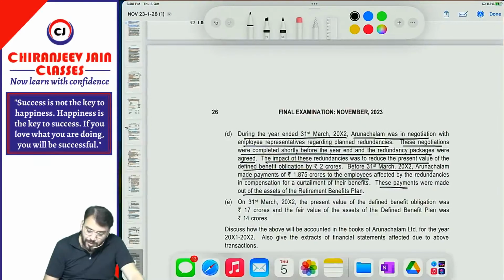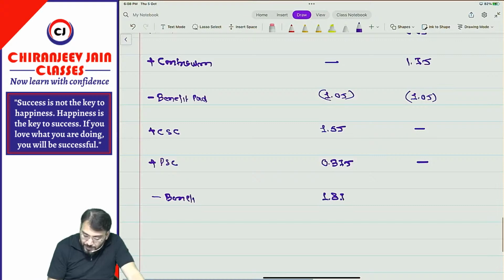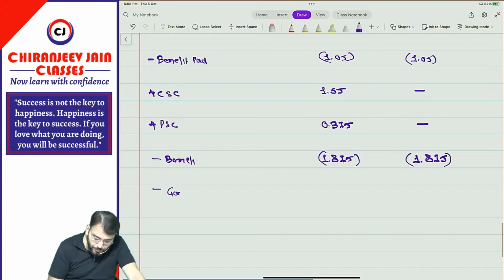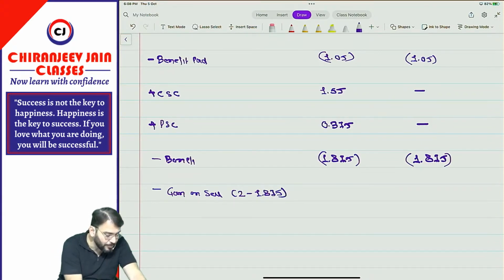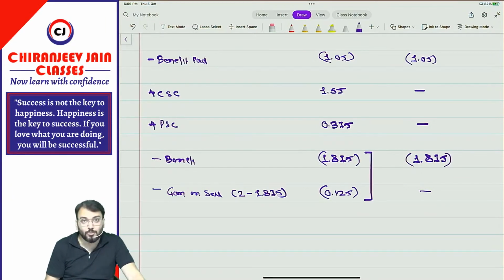So benefit paid is 1.875. So we'll do minus benefit paid 1.875. But can you see there will be one gain on settlement? So gain on settlement is how much? Minus gain on settlement. It is 2 crore minus 1.875. So how much gain on settlement? That is equal to 0.125. That is the gain on settlement. So entire present value of DBO will reduce by 2 crore only.